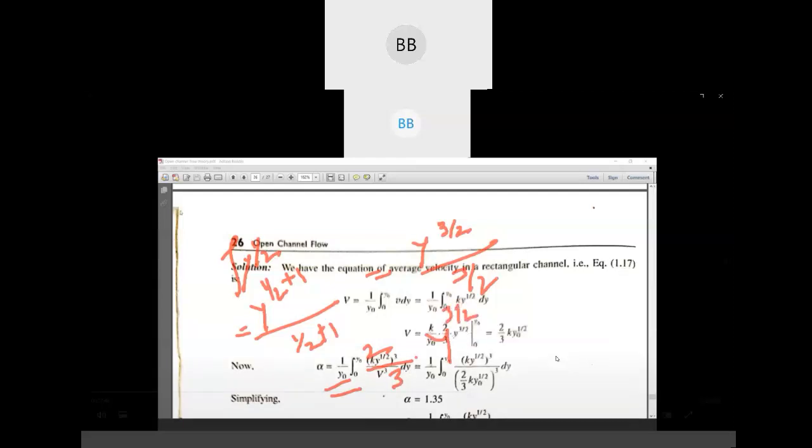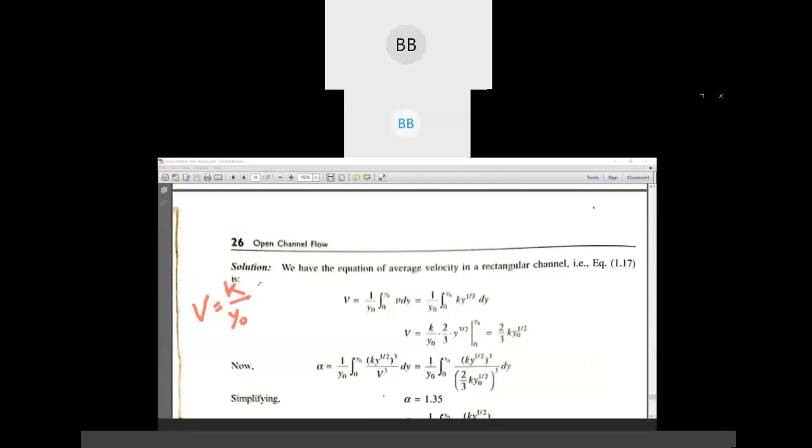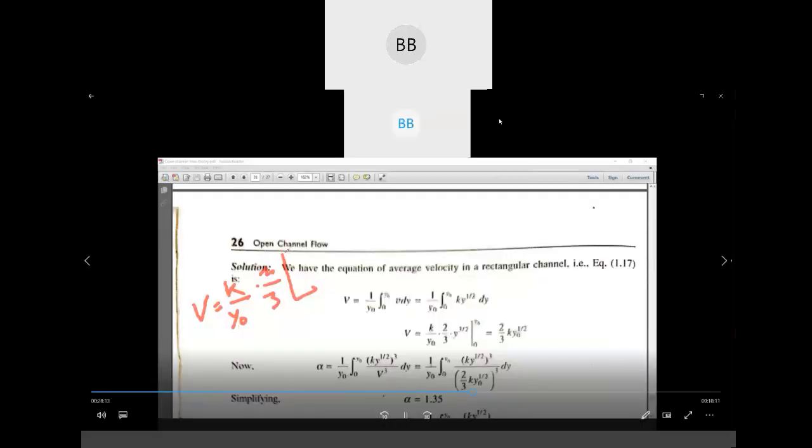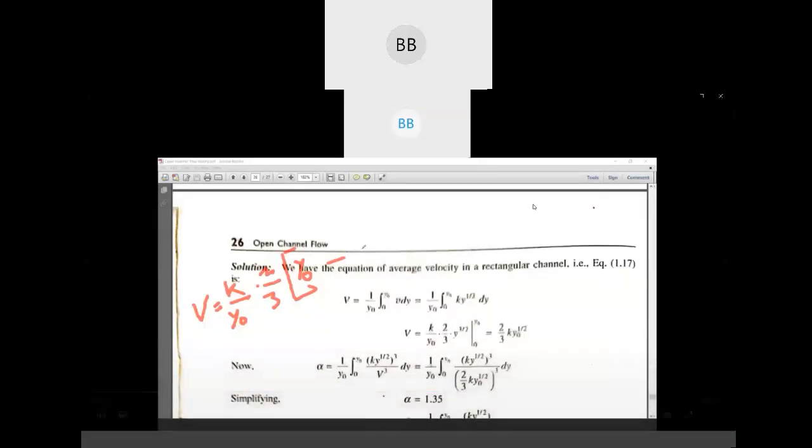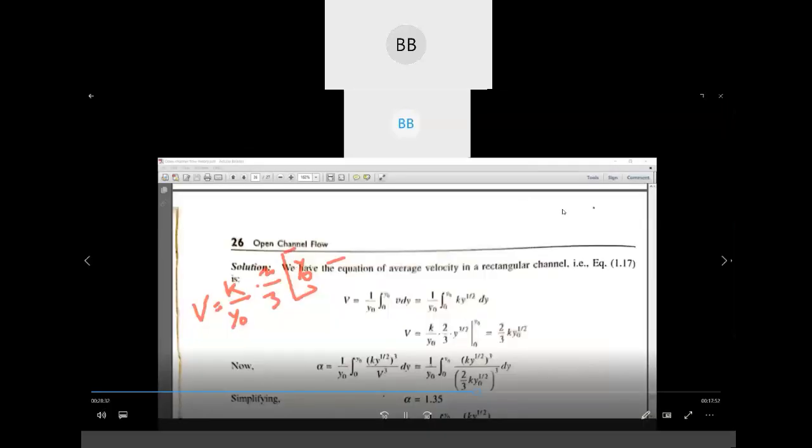Here the steps are missing. They have directly given 2 by 3 y to the power 3 by 2. Then we have to substitute the limit. So v is equal to k by y naught multiplied by 2 by 3. Then we have to first substitute the higher limit, that is your y naught. Y naught is your maximum limit. So we are always deducting the lower one from the higher one. So in place of y, we are going to substitute y naught. So y naught to the power 3 by 2, minus 0 to the power 3 by 2.